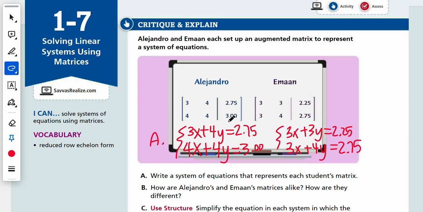So part B, how are Alejandro's and Eman's matrices alike? How are they different? What kind of similarities do we have? So compare the equations here. We have 3x plus 4y, 3x plus 3y. We have 3x plus 4y here, 2.75. Oh, they're the same. You see that? So we can easily find that one row of Alejandro's will be the same as Eman's, right? So the first equation for Alejandro is the same as the second equation for Eman.